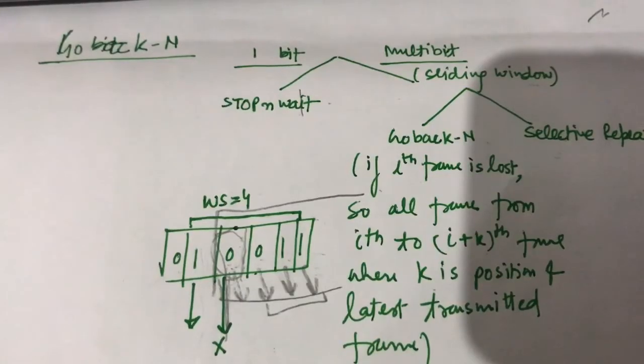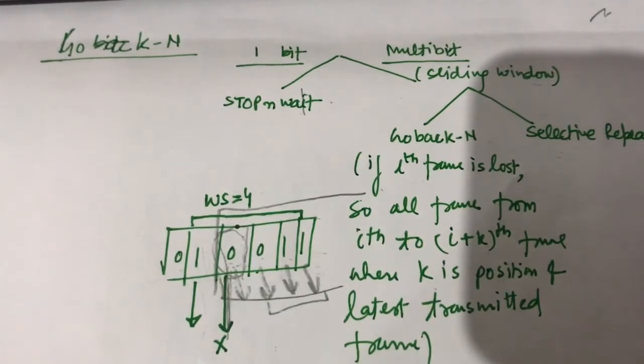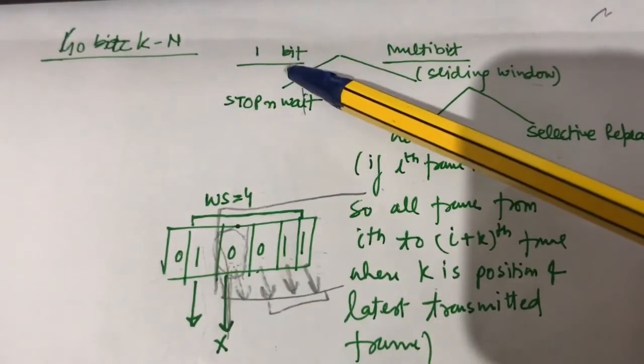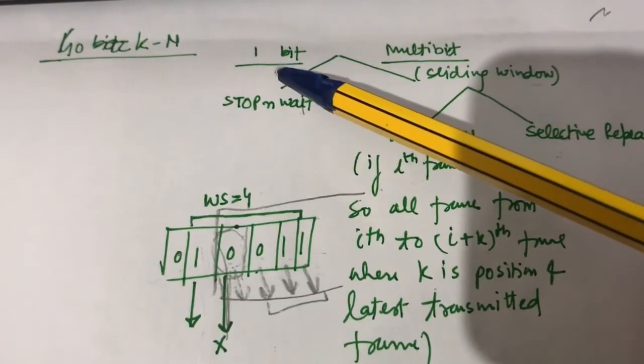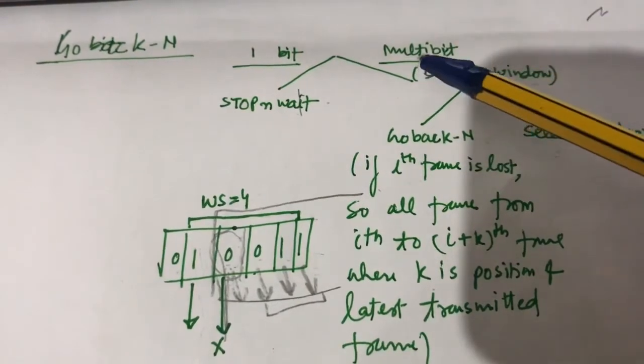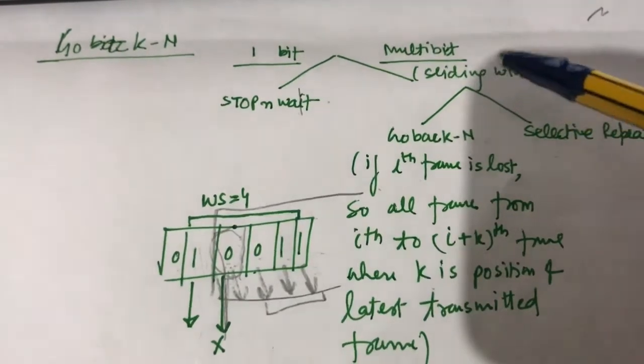Hello students, now we discuss the Go Back N protocol. Especially, there are two classifications in the data link layer under flow control techniques. The first one is the transmission of one bit from sender to receiver, or the transmission of more than one bit from sender to receiver.